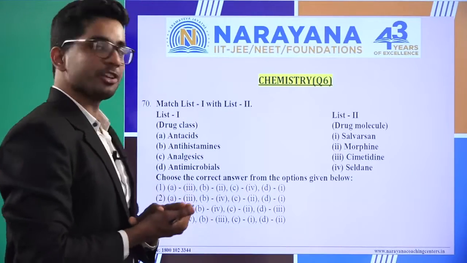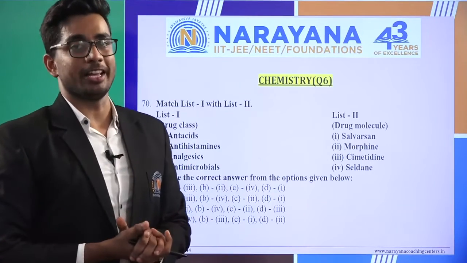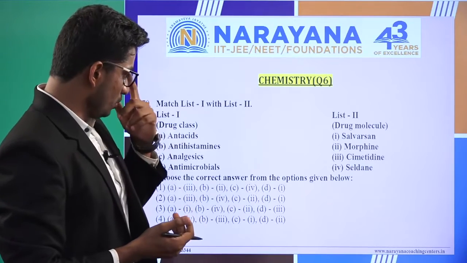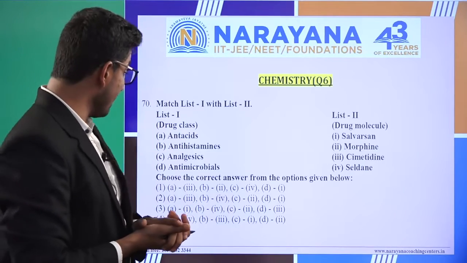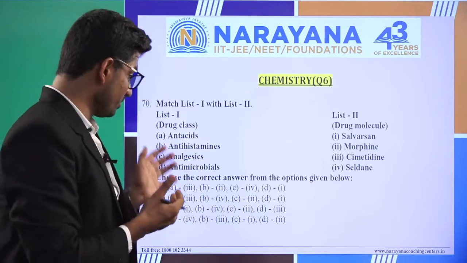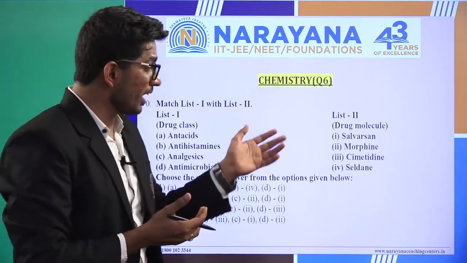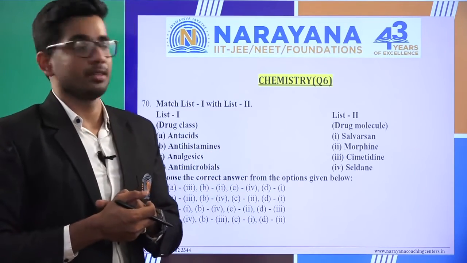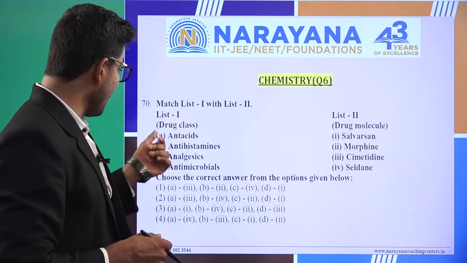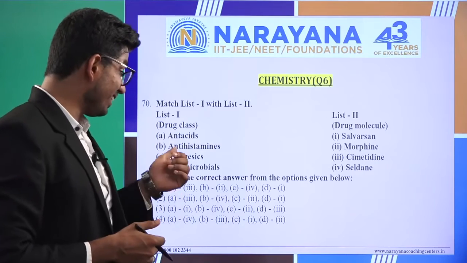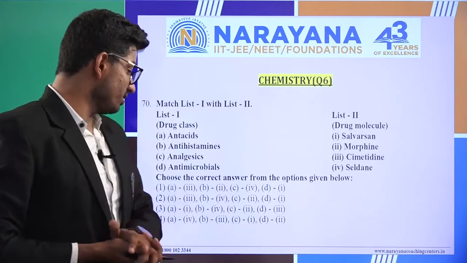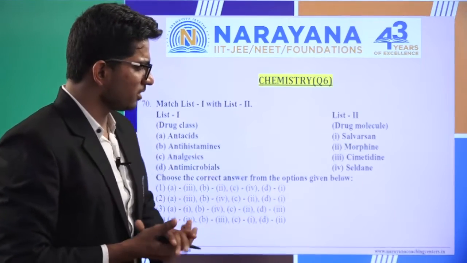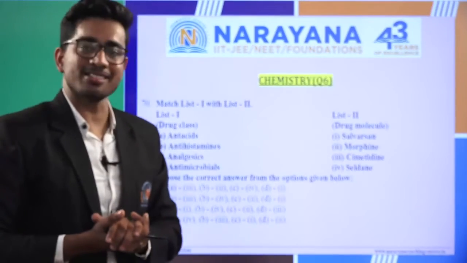A question from chemistry in everyday life. Let's see what this match is about. We have two lists. In List 1 we have the drug classes, the types of drugs, and in List 2 we have the drug molecules, a particular example of that type. We have drugs like antacids, antihistamines, analgesics, and antimicrobials, and drug molecules like salvarsan, morphine, cimetidine, and sildenafil.